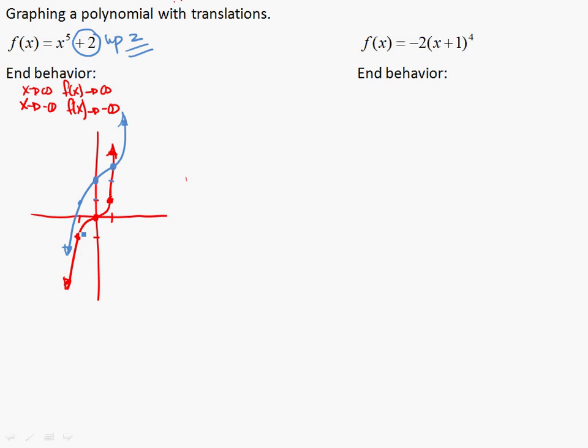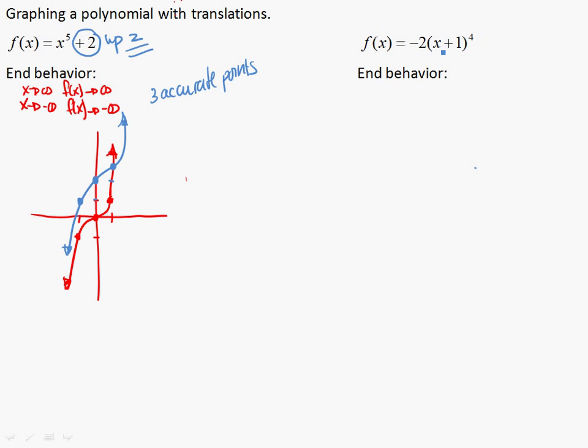So how many accurate points did I graph? Okay, so you should be able to graph 3 accurate points, and I have my end behavior listed. And that's how you graph a power function, or that's how you graph a polynomial based on a power function, because x to the 5th plus 2 is not really a power function, right? Okay.